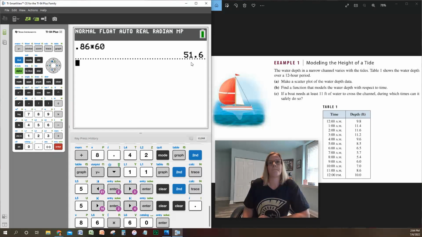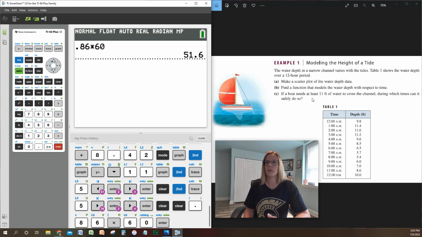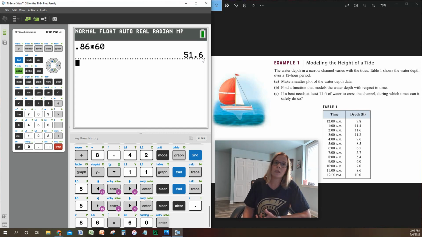Okay. So then that means our time would be 12 a.m. and then 51 minutes past that. So it would be 12:51 a.m. Okay, so that's the first time when the boat will be able to start traveling across this narrow channel because it would have 11 feet of water. And if you wanted to be super safe about your boat, you could probably round that up to 52 minutes. So that way you know for sure it's exactly 11 feet or more. Okay, so that's how we can interpret that data.